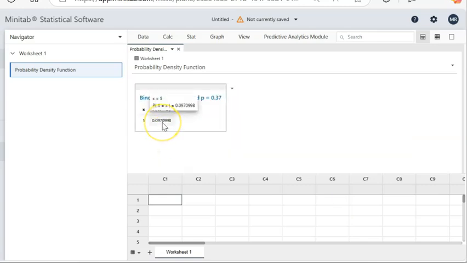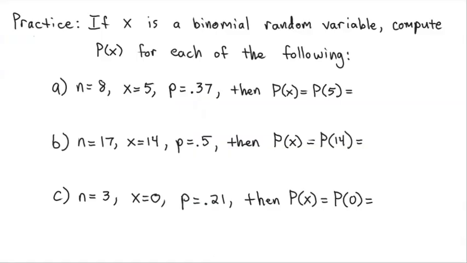Our answer is 0.0971. So this is going to be 0.0971, okay? Now let's move on to part B.